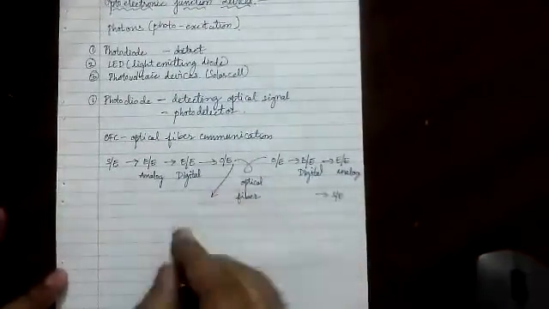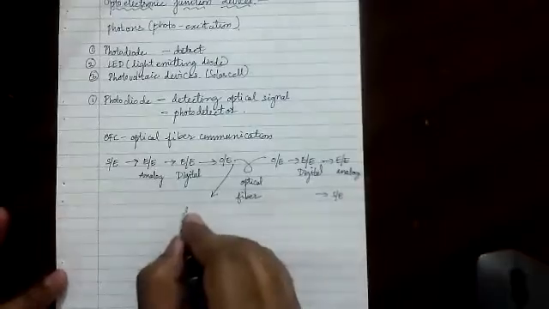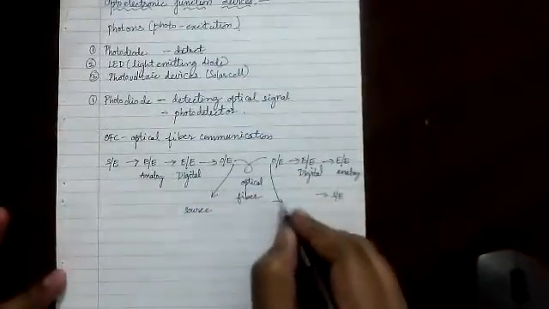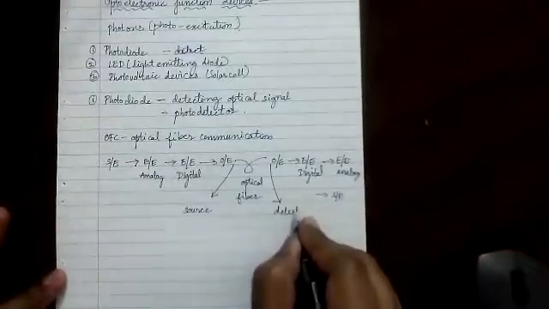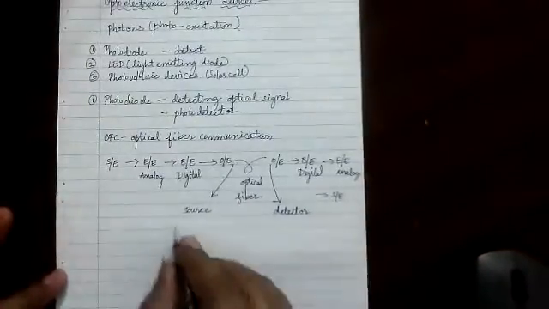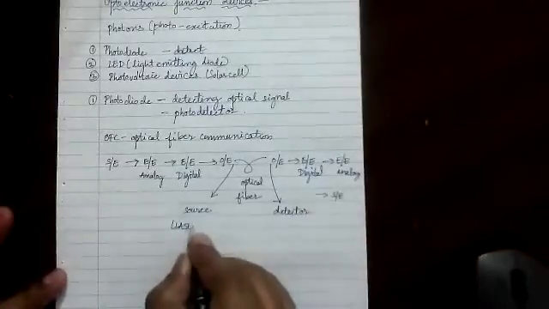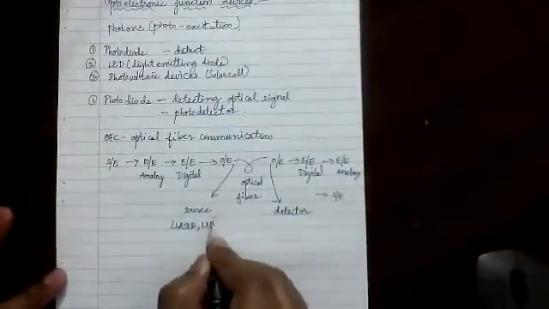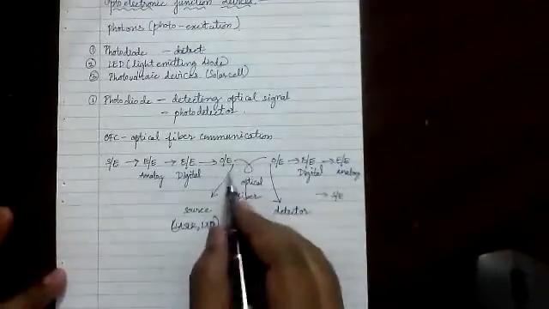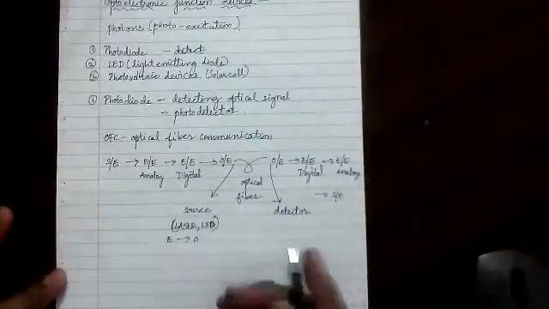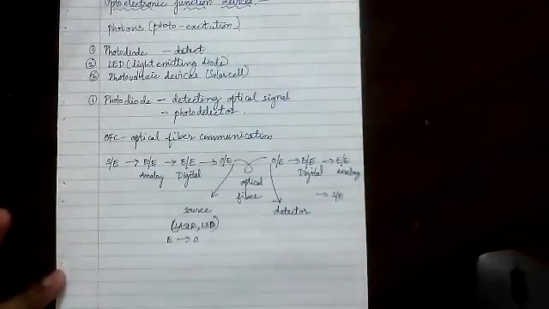Here we need a source which is converting electrical to optical. Here we need a detector to convert optical to electrical. You understood? Here we need a source, that is what? That is a laser light, or we can use an LED. We have to convert electrical to optical, and for that purpose we use laser light or LED.